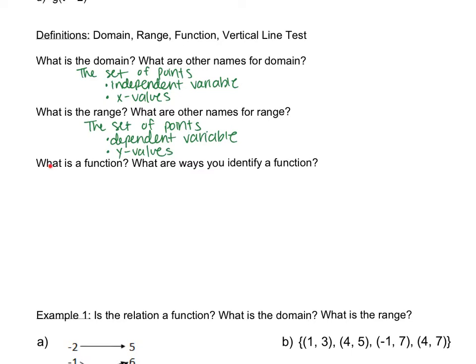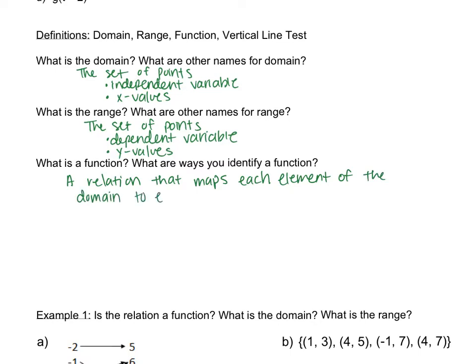Okay, so what does it mean to be a function? Well, it has to do with the mapping of the domain to the range. So let me write this in words here. It's a relation that maps each element of the domain to exactly one element of the range. And I am going to underline the part where it says one element of the range.